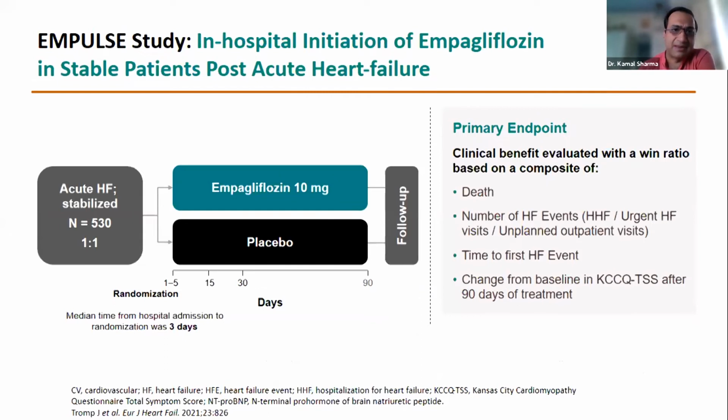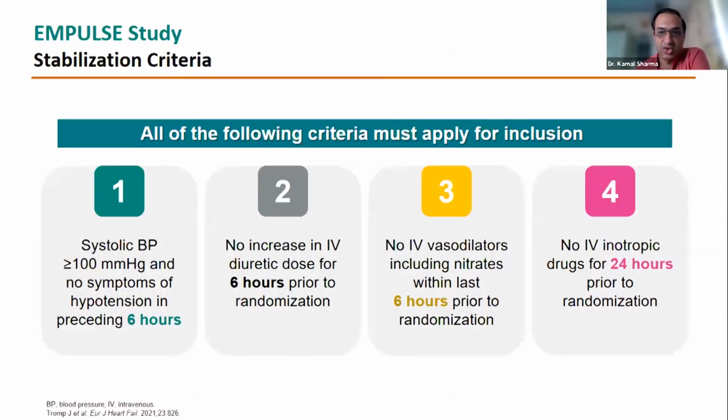So EMPULSE was primarily looking at post-acute heart failure, where they looked at the evaluation with a win ratio defined as a composite of death, number of heart failure events, time to first heart failure hospitalization, and the KCCQ-TSS score at 90 days. So all of these criteria must apply for the inclusion. It was required that the patient's blood pressure was more than 100 for more than 6 hours, no increase in IV diuretic dosages, no vasodilator, including nitrate, within the last 6 hours, and no inotrope in the last 24 hours.